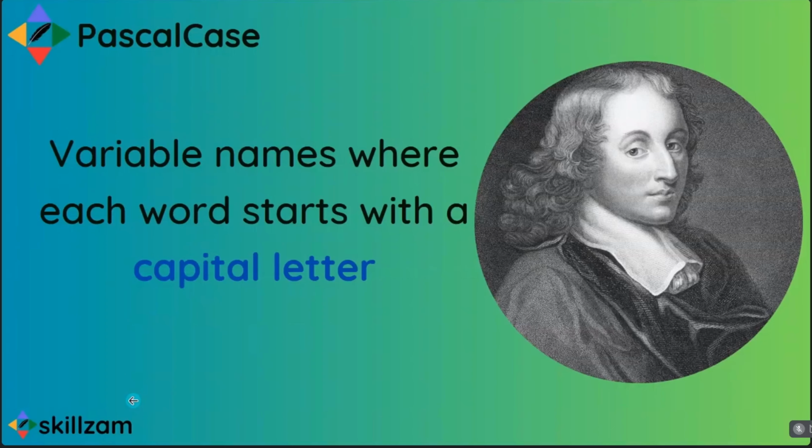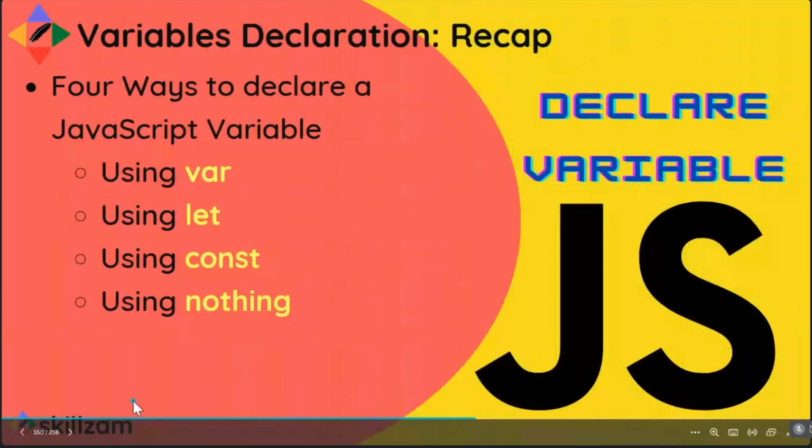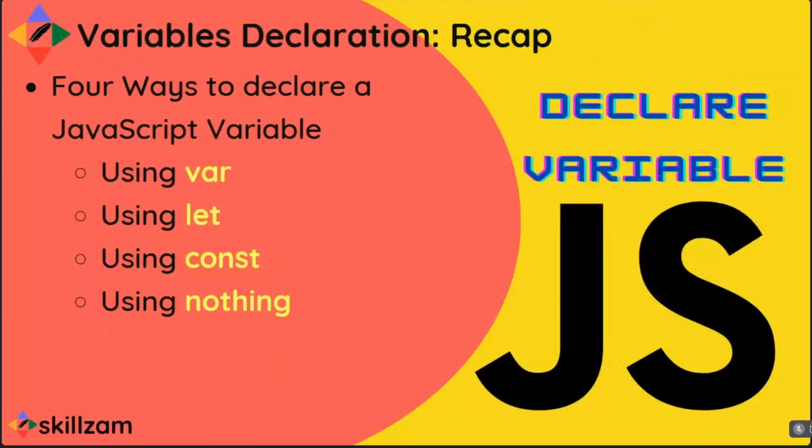Now, with that being said, just to recap, there are four ways that you can declare a variable: using var, let, and const, and using nothing.